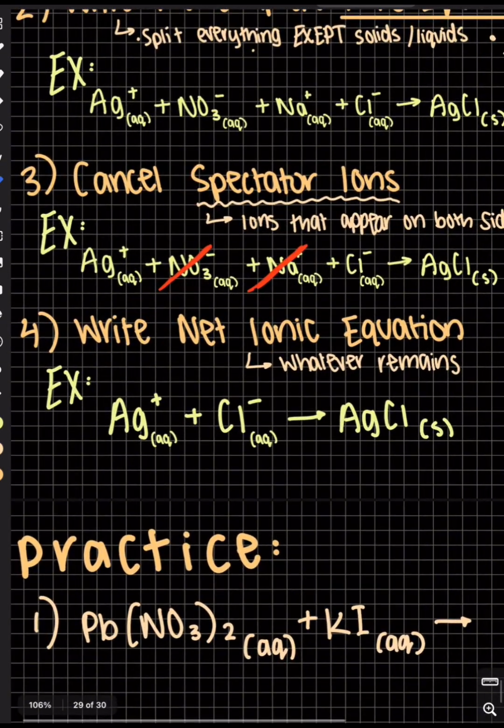So that's how you write your net ionic equation. It's just whatever remains after you cancel out the repeating ones. So whatever remained, Ag+ plus Cl- equals AgCl. It's that simple.